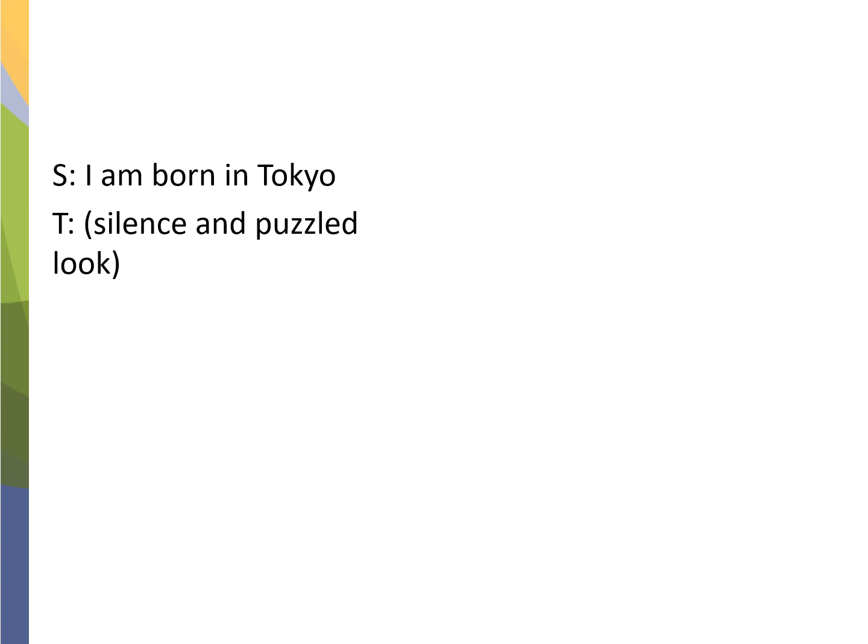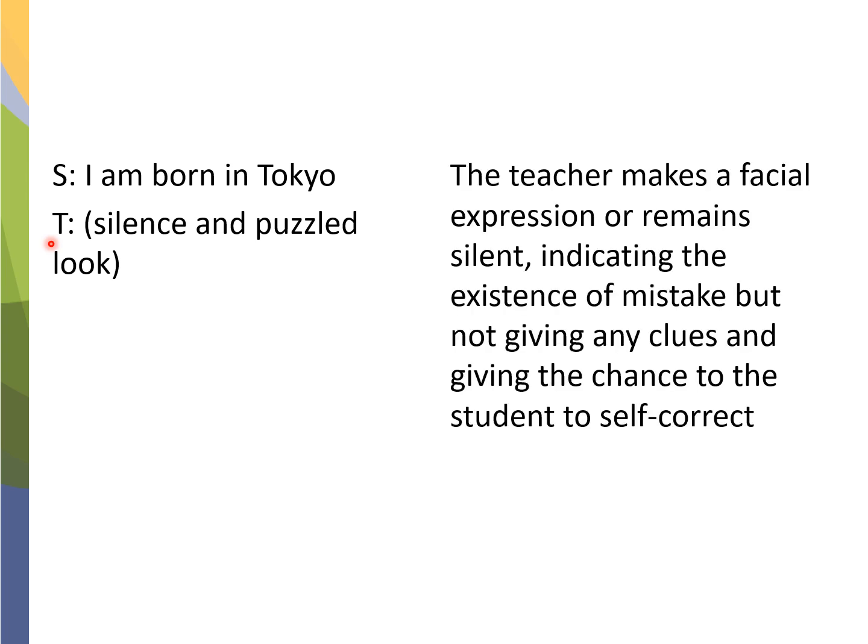In this technique, this is our final technique, we see the student makes an error. Student says, I am born in Tokyo. And the teacher here doesn't say anything. The teacher is just silent, but they give a very confused look. So their face is probably like, and you can tell the teacher is confused. So in this technique, the teacher makes a facial expression or is silent or gives some kind of clue to show the student that they have made a mistake.